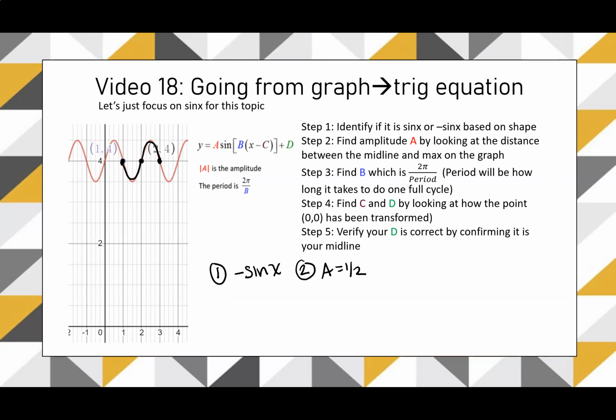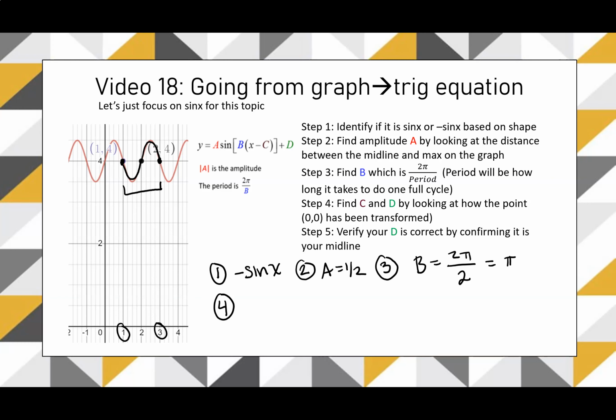All right. Next thing is let's find our b. So step 3, b is going to be equal to 2 pi over period. Well, my period is from here to here, which is from 1 to 3. So my period is 2 here, and 2 pi over 2 is just pi. Right, fantastic. I'm saying fantastic a lot because I'm feeling fantastic.